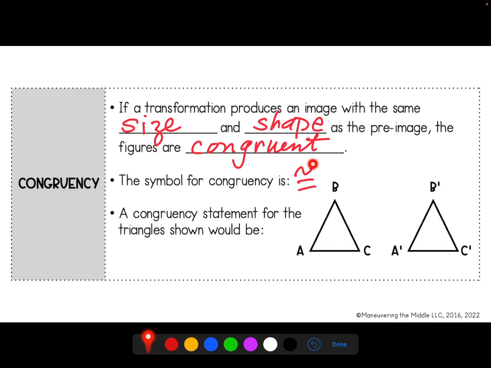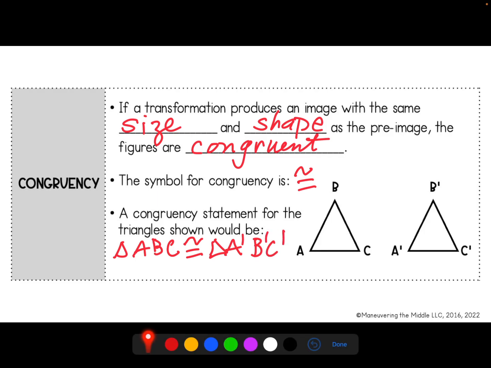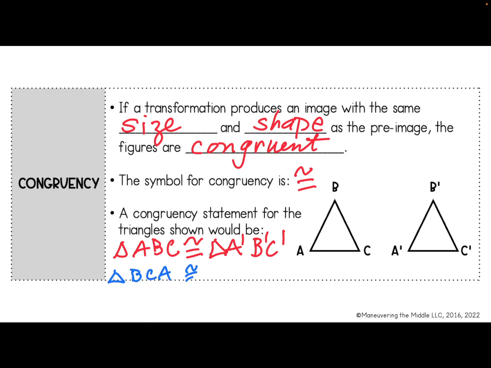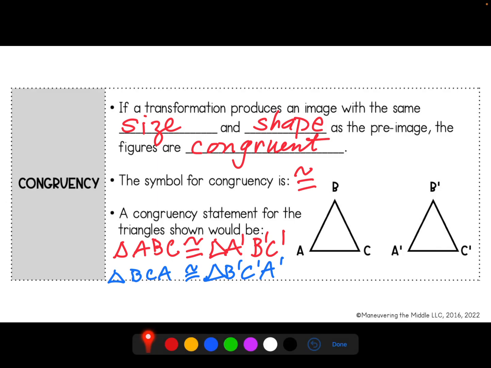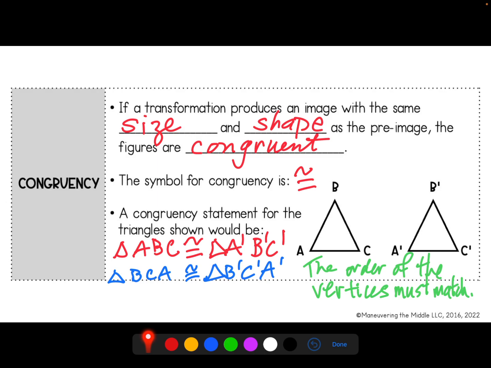This little symbol here is called a tilde. And we can use that to create congruency statements. So we can say triangle ABC is congruent to triangle A prime, B prime, C prime. If you don't want to start with A, you can start with a different letter, like triangle BCA is congruent to triangle B prime, C prime, A prime. The order doesn't matter so long as they match. So the letters, the vertices, must match the same order.